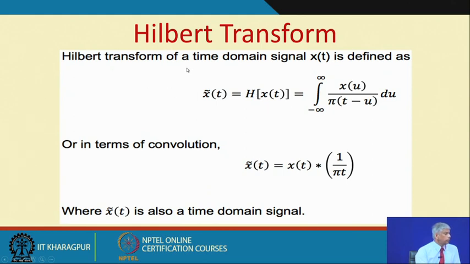So, the Hilbert transform of a signal in the time domain is defined by this mathematical function. In terms of convolution, it is given by this expression where x(t) is my original time domain signal.